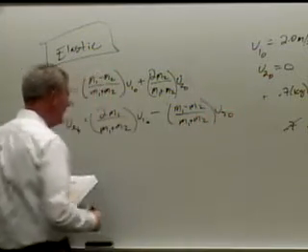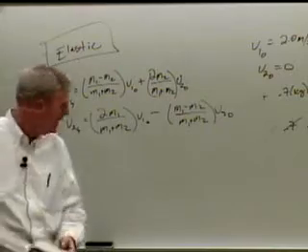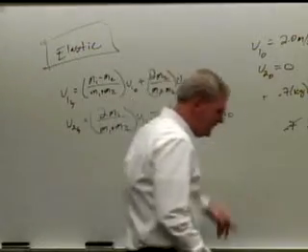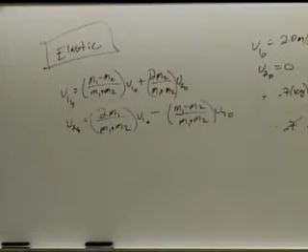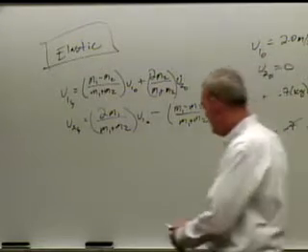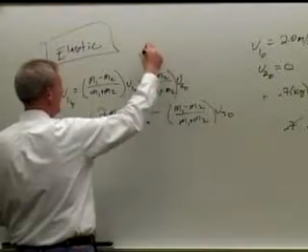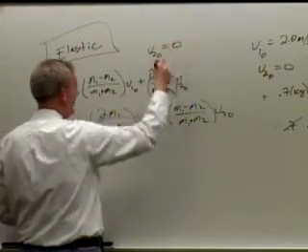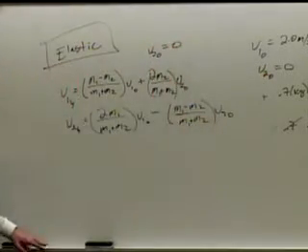Now, in our situation, what was the V2 initial? What was the initial velocity? That second ball was just sitting there, right? Yeah, it was just 0. So if V2 is equal to 0, then you don't need these two terms.